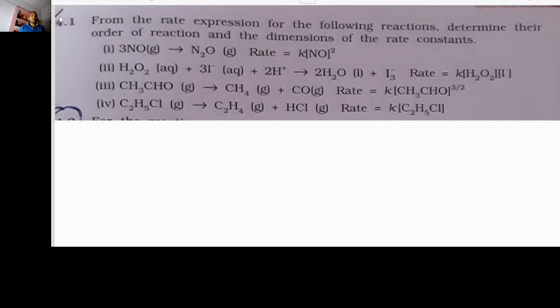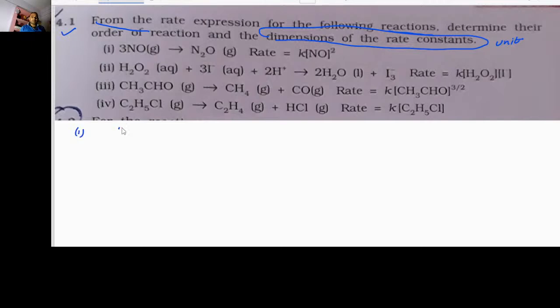So in question number 1 here, they are saying: from the rate expression for the following reactions, determine the order of the reaction and the dimension of the rate constant. Dimension means the unit they are asking. Let us have a look at the first one.